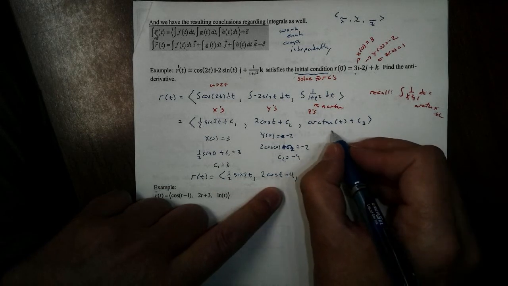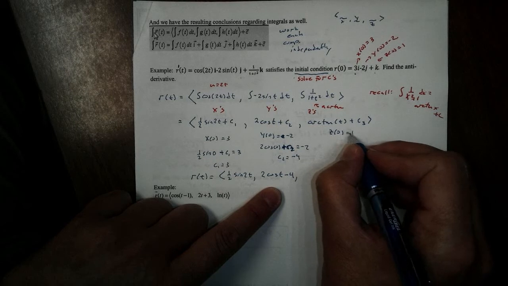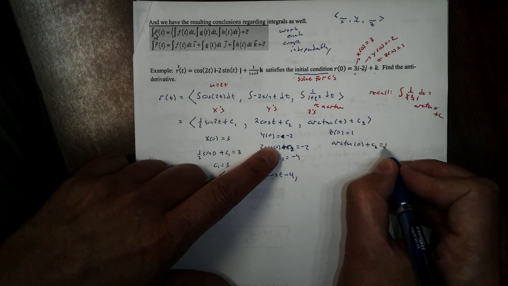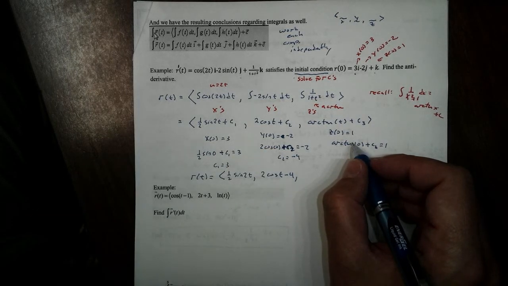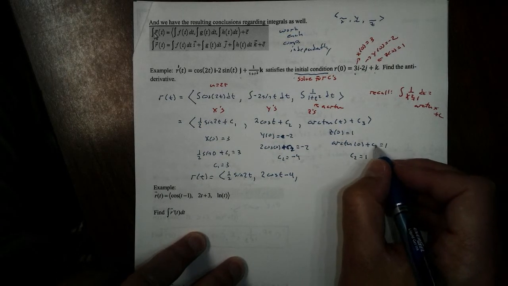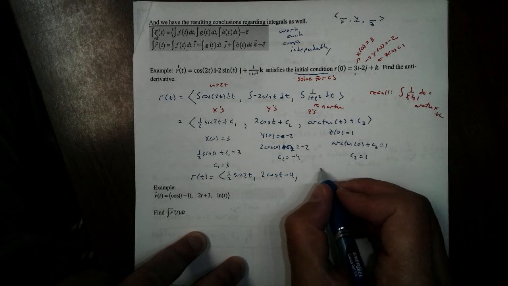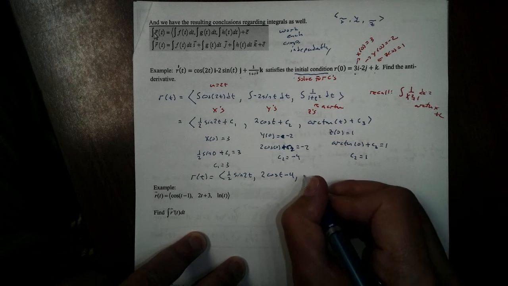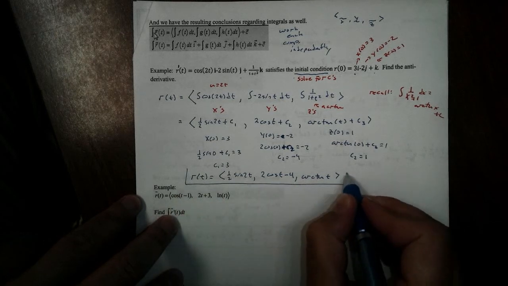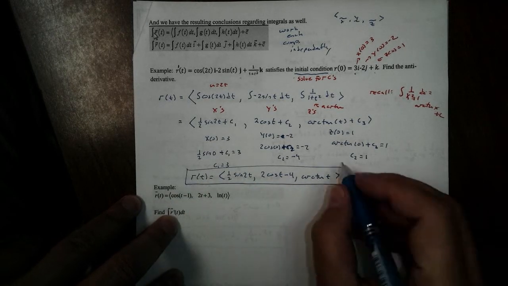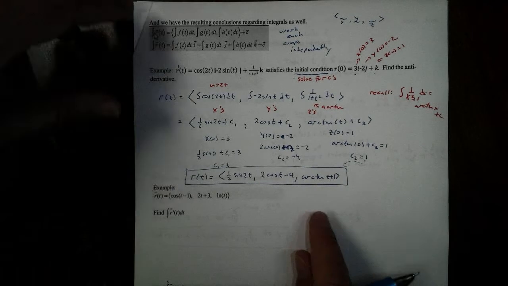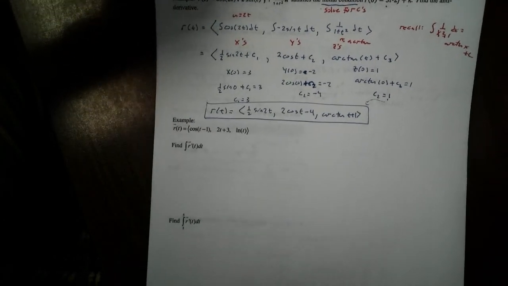And then we look at our z component. We're told z of 0 is 1. So we know that the arc tangent of 0 plus c3 is 1. Well, the arc tangent of 0 is just 0, so we get c3 is 1. Remember, where is tangent equal to 0? It is at 0 radians. So our equation for the z's would just be the arc tangent of t plus 1. And there is our original function right there. Need that plus 1 there. Don't forget that. Alright, so let's go and take a look at another example.